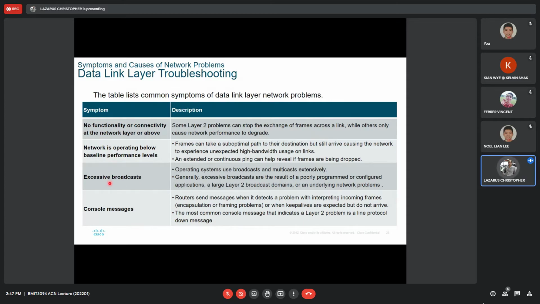Why so many broadcasts? The only reasons I can think of are a switch problem or a security problem, remember? Or ARP, where there is a lot of ARP traffic. But here it says an application can cause it, or your layer 2 broadcast domain is too large, your LAN is too big. Simply, there is so much ARP traffic flowing in there, that's excessive broadcasts, right? And then console messages.